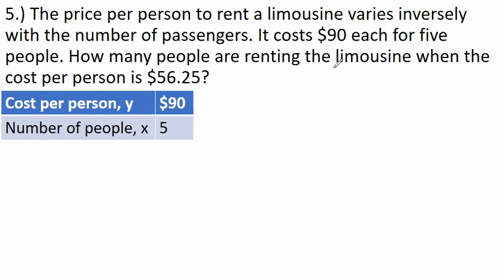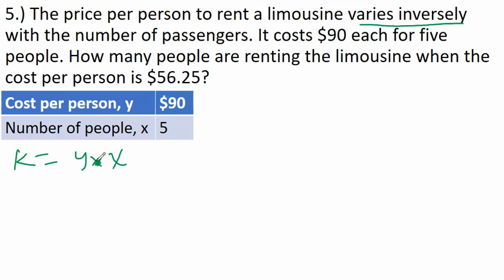Okay. One more. The price per person to rent a limousine varies inversely. Okay, they already told us that they vary inversely. So we are not determining it. So we know it's inverse. So if it is inverse, the k is going to be, we multiply the y times x, our two variables, to get our k. Let me make this a dot so it doesn't confuse it with x and multiplication sign.